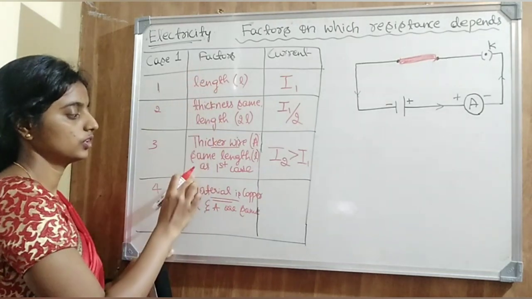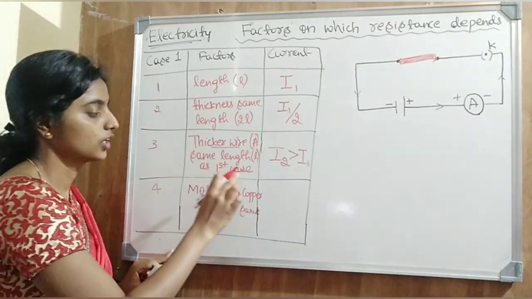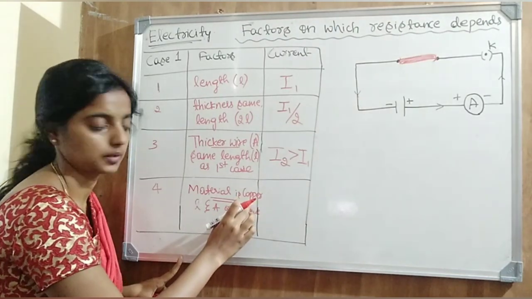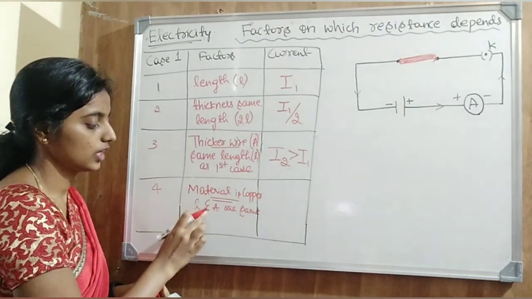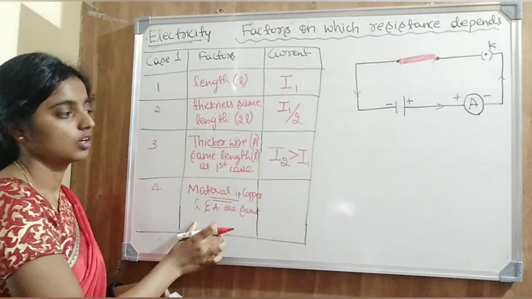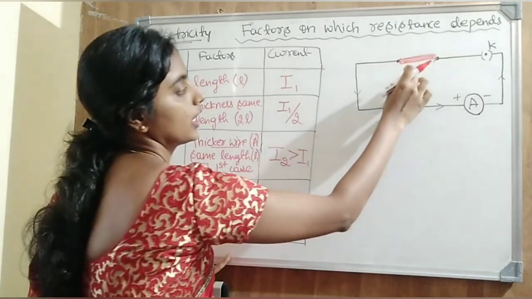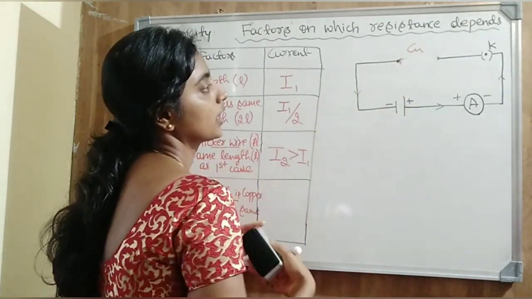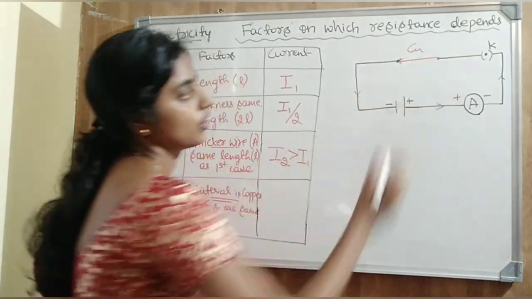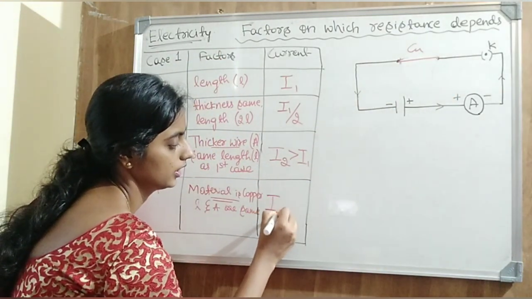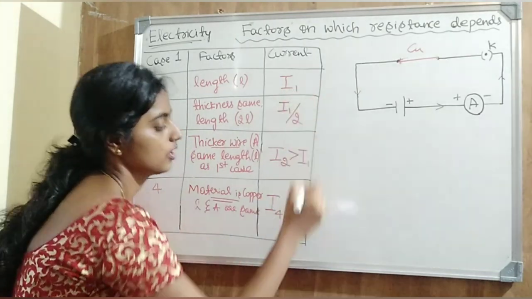Here we changed the material. Till the first to third case we were taking nichrome wire. Here we will change that wire to copper, and the length and area of cross section are the same as the first case. Now what happens when we take copper with the same length and area of cross section? We saw that the reading is greater than the first one.